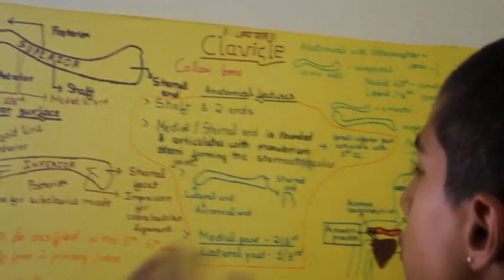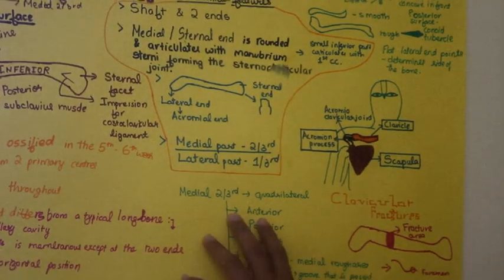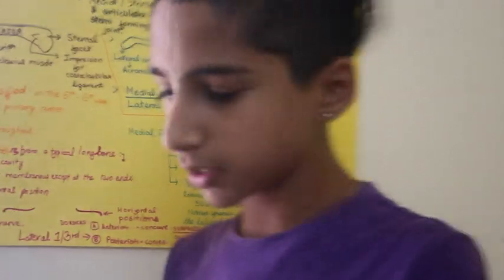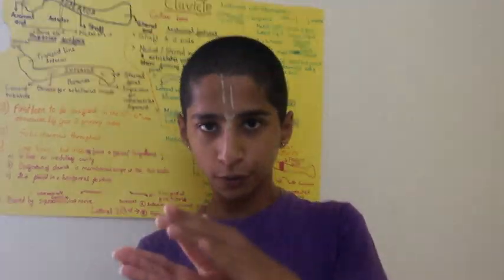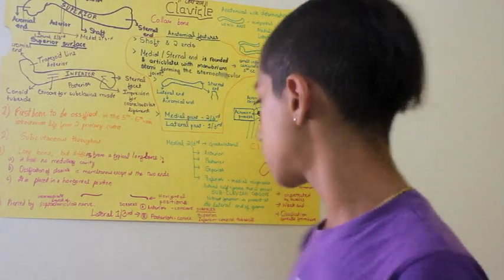The medial part is 2/3 and the lateral part is 1/3. The medial part, 2/3, is quadrilateral. What I mean by quadrilateral is that it has 4 surfaces and laterally projected 4 surfaces.